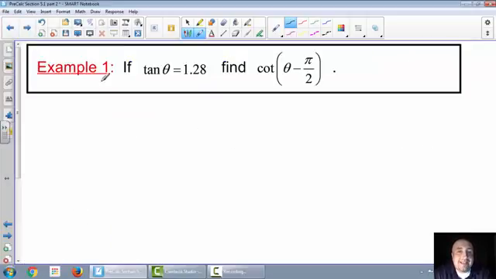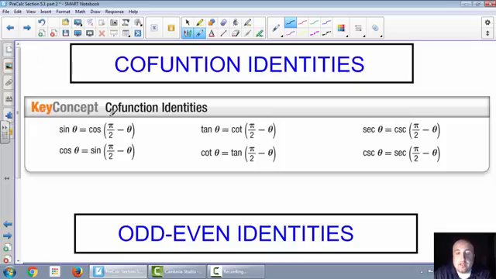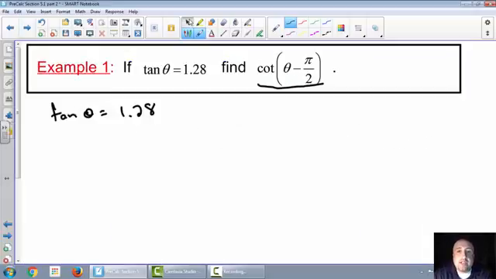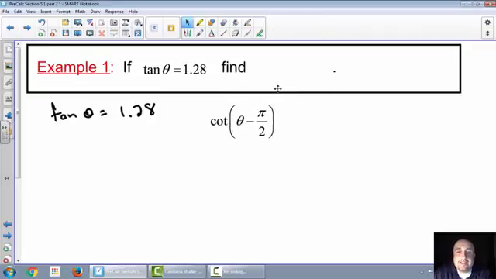It says if tangent of theta is 1.28, so tan of theta equals 1.28, find cotangent of this. So let's look at what this looks like. It looks very similar to our cofunction identities here. Notice that all of these cofunctions say pi over 2 minus your angle. Well, our problem right here says our angle minus pi over 2, so we need the pi over 2 first.